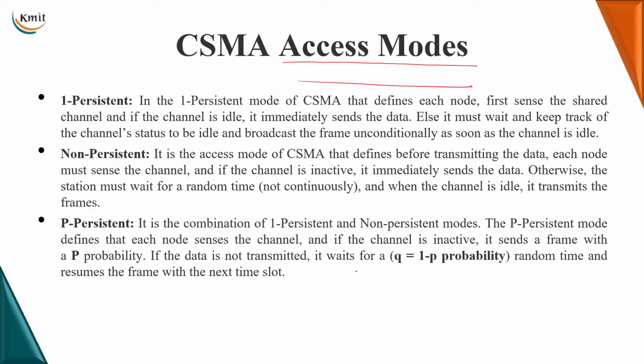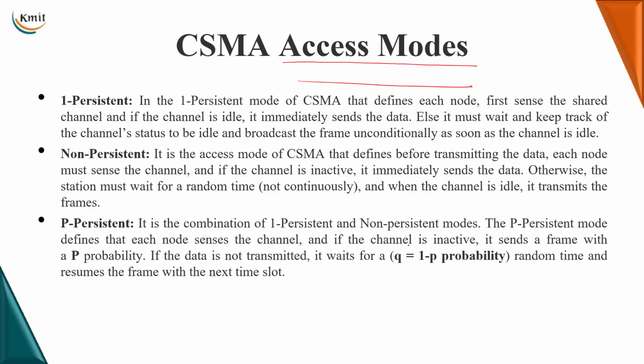P-persistent CSMA. Here P is for probability. P-persistent is a combination of both one-persistent and non-persistent CSMA. In P-persistent CSMA, I am going to continuously sense the channel, but I will transmit based on the outcome of my probability.